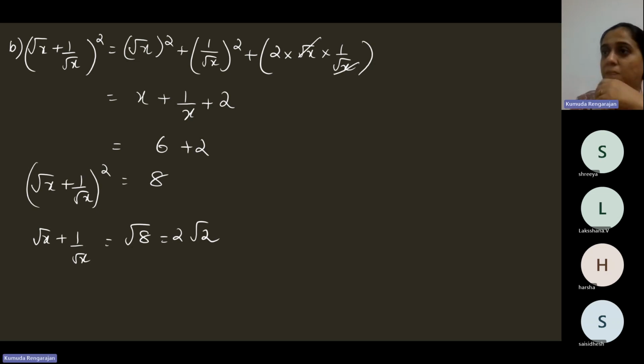Just start, Smriti. I've numbered two equations, right? 1 and 2. What is the value of x plus 1 by x? We had 6, right? We have used that value in 1. Go back to equation 1. Root x plus 1 by root x minus 1 by root x the whole square is equal to what? X plus 1 by x, right?